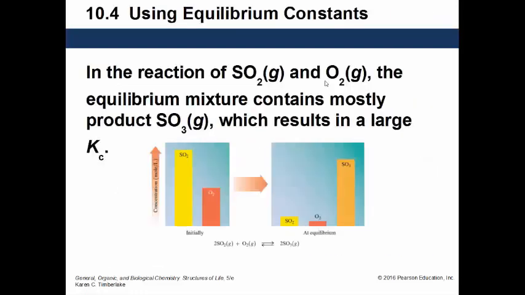Alright, given another reaction here, 2SO2 gas plus oxygen gas will give you 2 moles of SO3. For this reaction, your result is a higher amount of product than there was in the first experiment that we just saw. So this high amount of product will give you a very large value for the equilibrium constant.